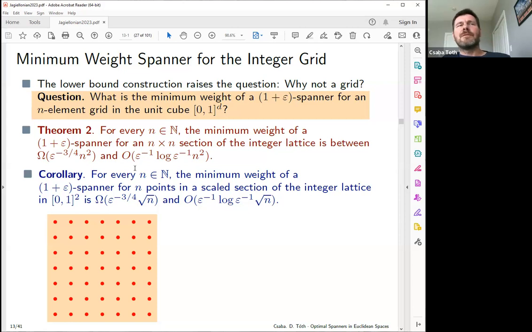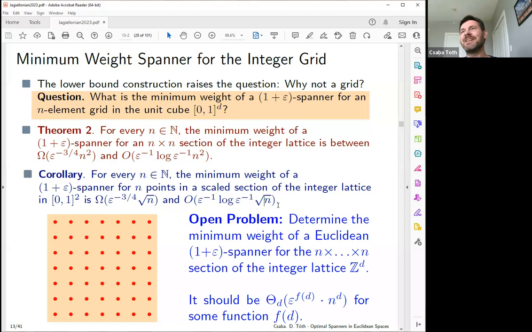So there are 2 formulations for the problem, with scaling or without scaling. One way to think about it is to just take the integer lattice, an n by n section of the integer lattice, and then the dependence on n is just n squared. The other setting is the same as the previous, scaling everything down to the unit square. The dependence on epsilon is the same. The only difference is that the dependence on n is scaled down. I'll get back to this as well.